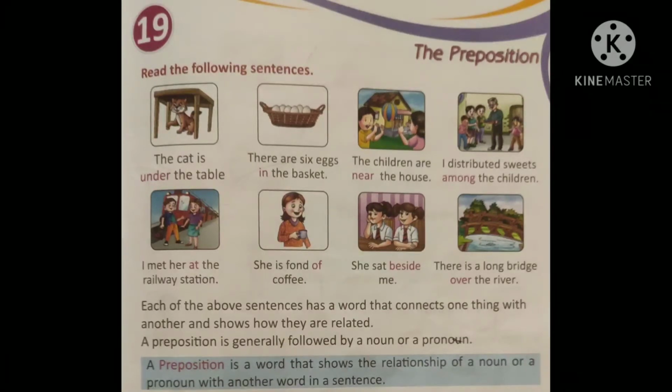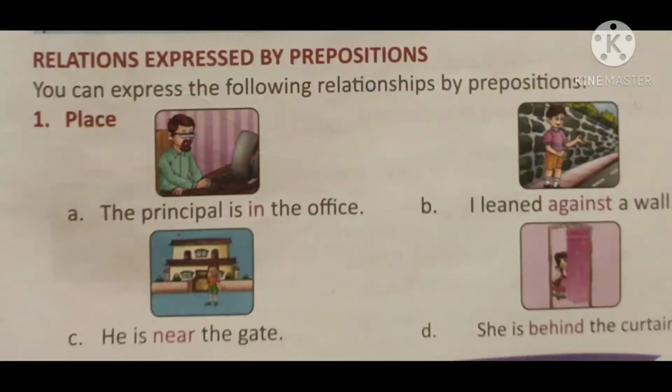So children, I repeat once again, a preposition is a word that shows the relationship of a noun or a pronoun with another word in a sentence. Here are some relations expressed by prepositions. You can express the following relationship by prepositions. For example, first one is place. The principal is in the office. Inside the office. That is why we have used in.